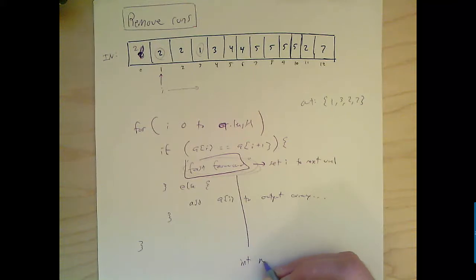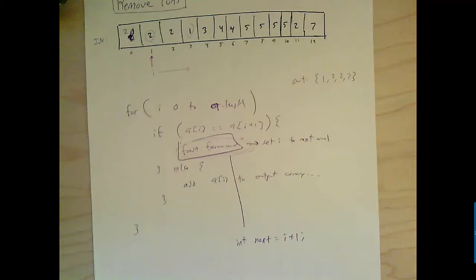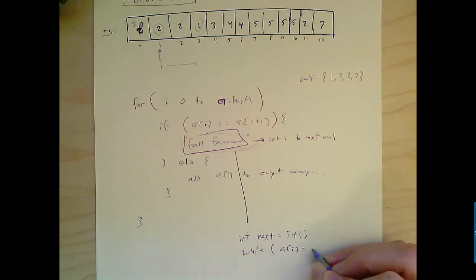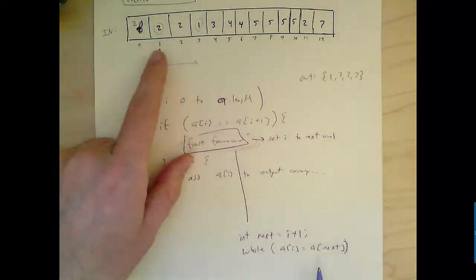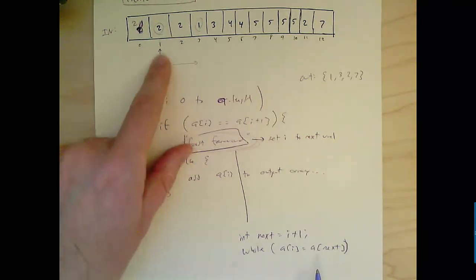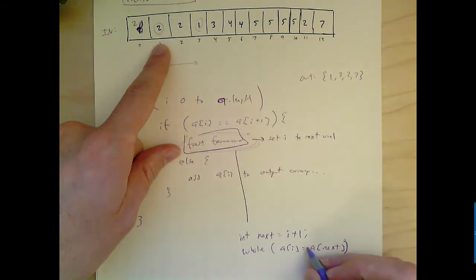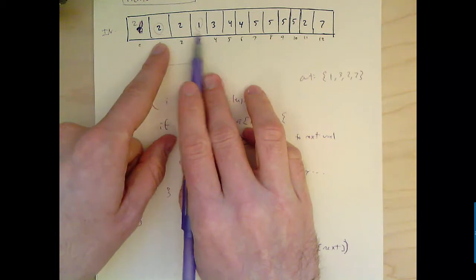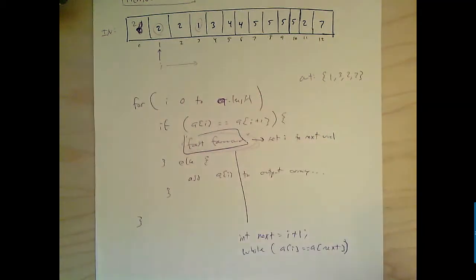I could declare an integer called next. That would be the location after I. And then I could say something like while A[i] equals A[next]. So while the element that I is pointing at is the same as the element that next is pointing at, I want to keep moving next forward, because that's going to move next forward until I see something different. So then I'll say next plus plus in there.